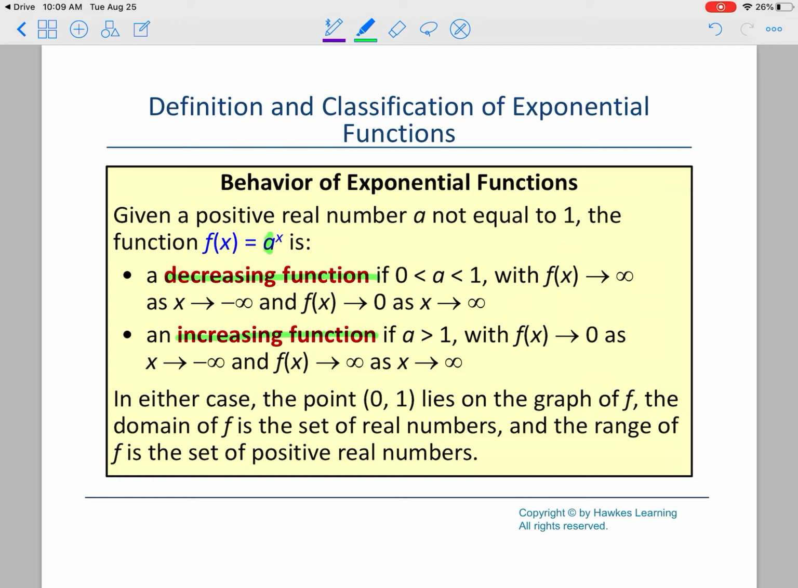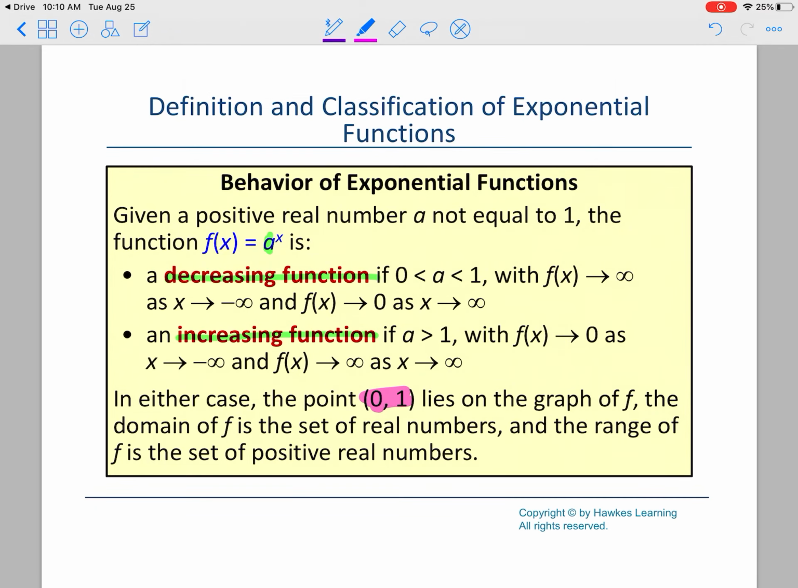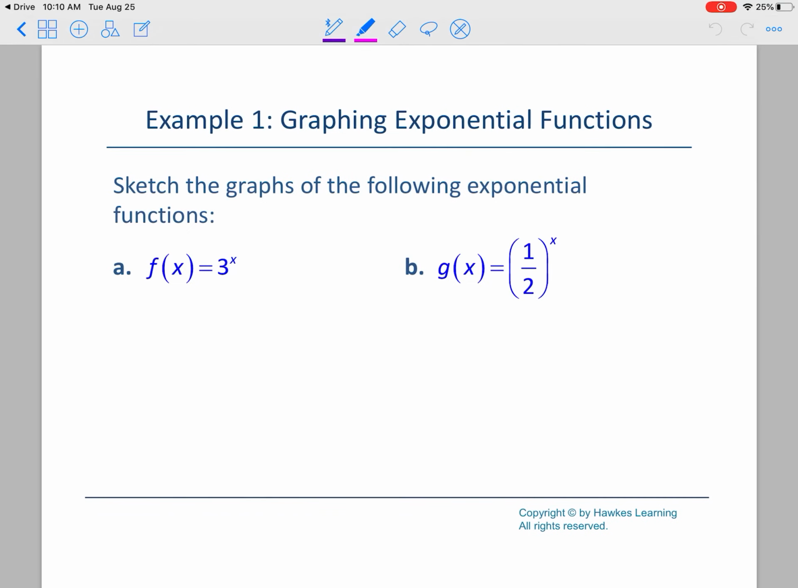For all of these basic a to the x functions, we have a point that lies on our graph at 0, 1 for all of these. Now, when we start transforming them, moving them left, right, up, down, reflecting them, things like that, that point can move, and we're going to talk about that in a little bit. But all of these basic a to the x, 5 to the x, 1/2 to the x, they all have a point that crosses at 0, 1 on our graph.